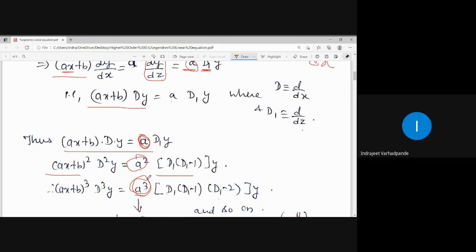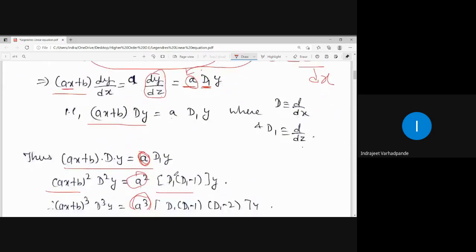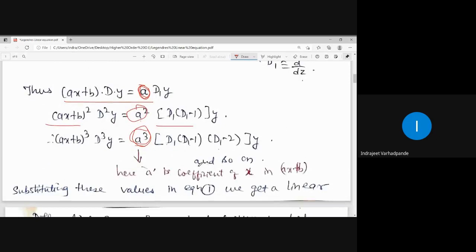Clear? So that is how we have to simplify and get the answer. Noted down the substitution. Yes, sir. Yeah, this part is over.